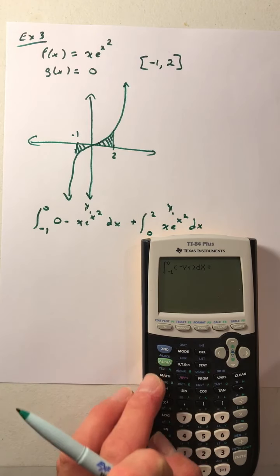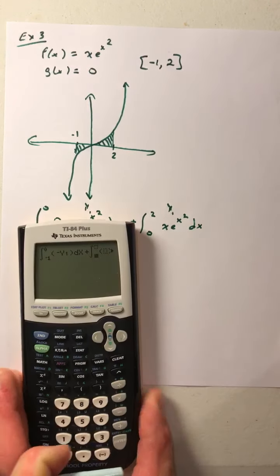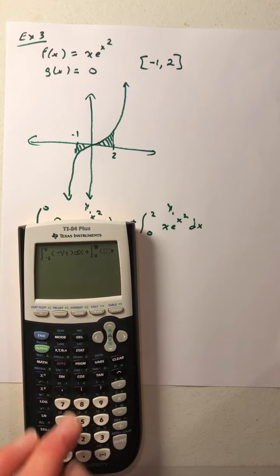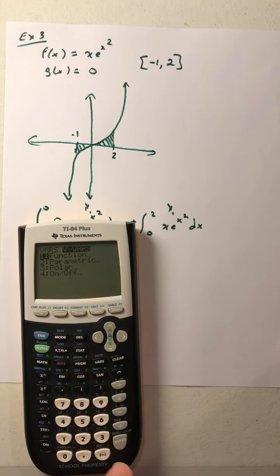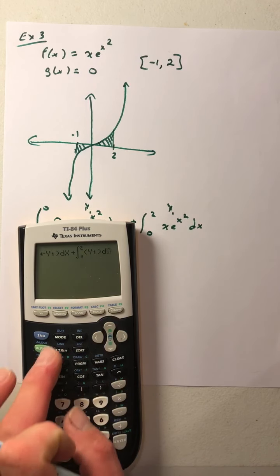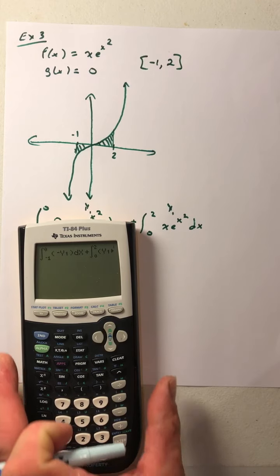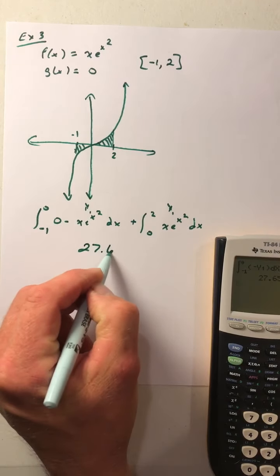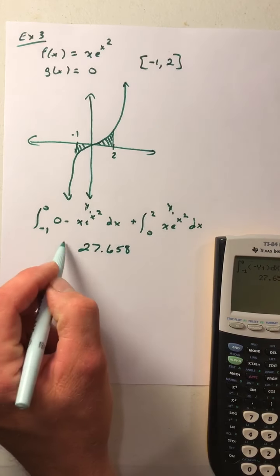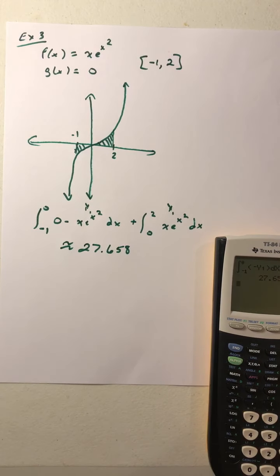And to that, we're going to add the integration, so Math 9, from 0 to 2 of just y1. So vars, go to y-vars, function y1, and that's in terms of x. Go ahead and hit our enter, and that gives us an answer of 27.658 approximately for our area.